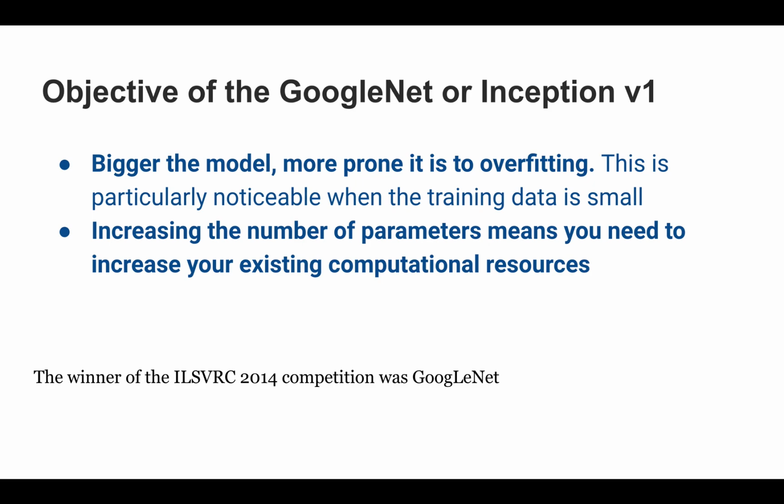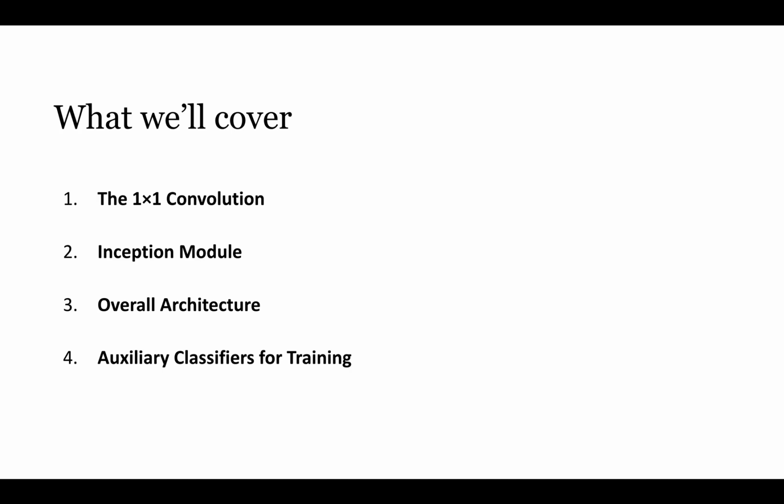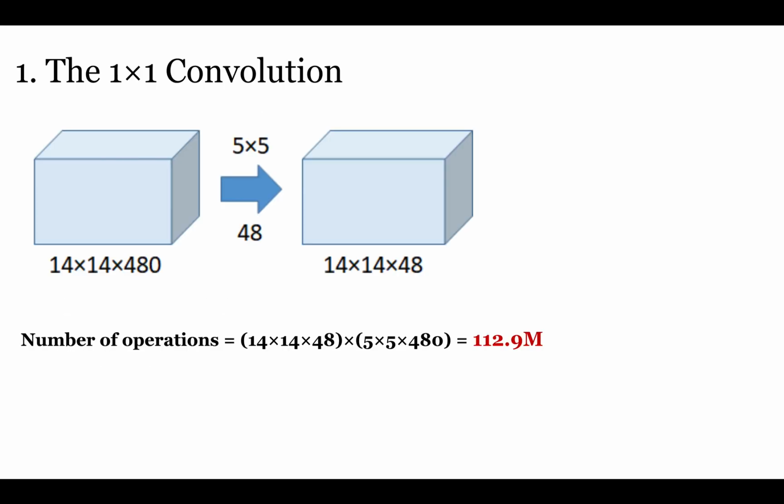GoogleNet came into the picture in 2014, and it was the winner of the ILSVRC 2014 competition, for problems like image classification and object detection. What we are covering here: first the one-to-one convolution, the Inception module and the overall complete architecture, and then the training of the classifier.